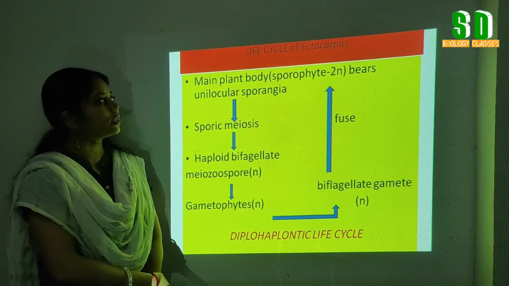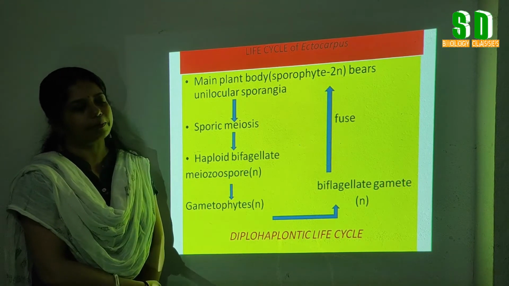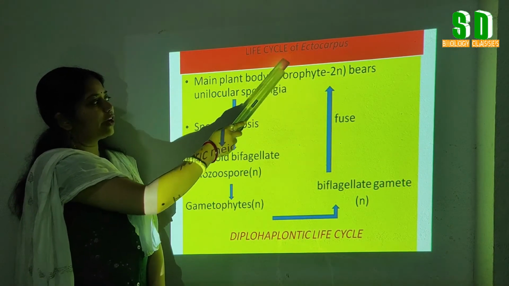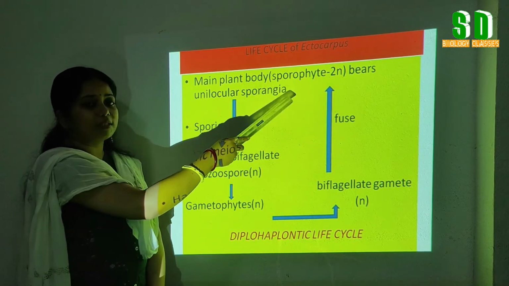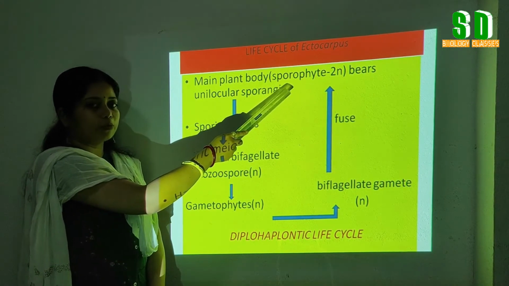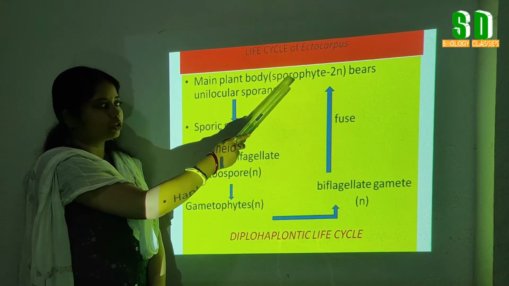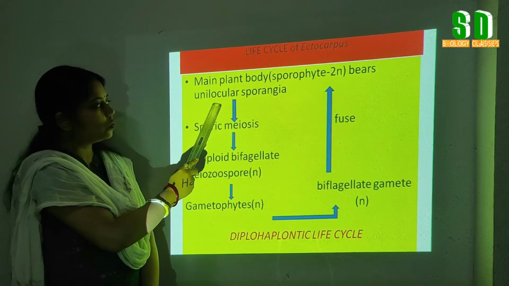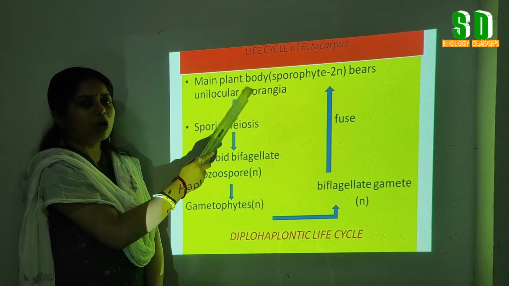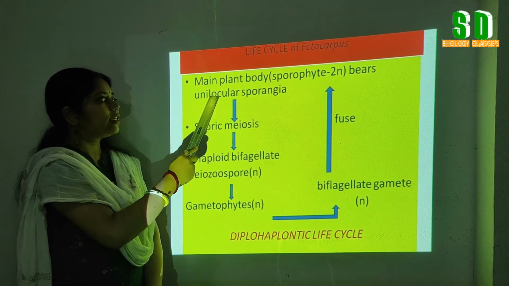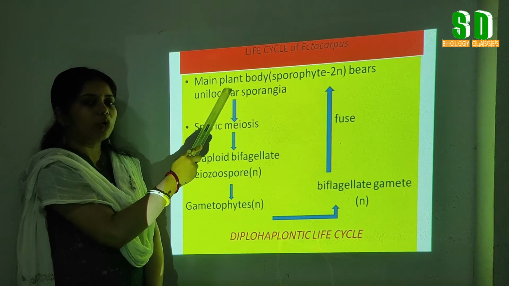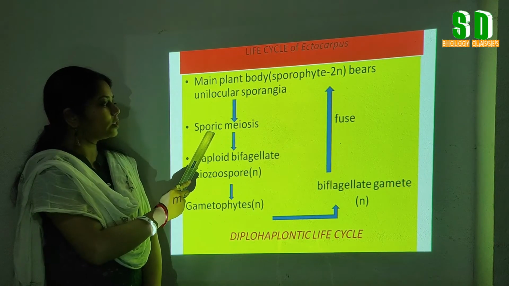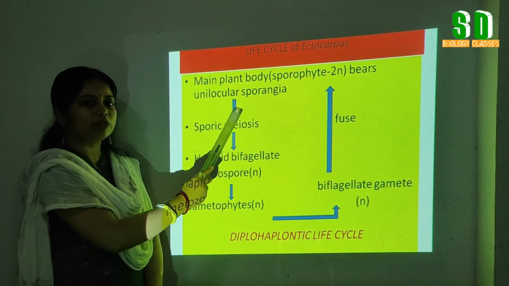So we are going to study the life cycle of ECTOCARPUS. The main plant body of ECTOCARPUS is sporophytic in nature. That means each cell of the thallus has 2n number of chromosomes, and it produces spores. So the main plant body bears unilocular sporangia. What does it mean, unilocular sporangia? One of the cells of the filament is changed into a sporangium. The whole mass of the cell is changed into sporangium that undergoes sporic meiosis. That means meiotic cell divisions occur.